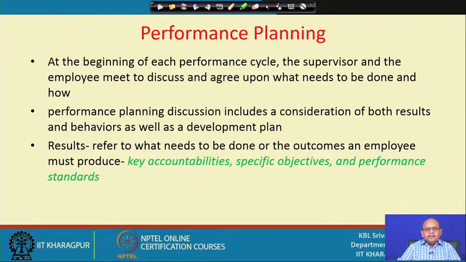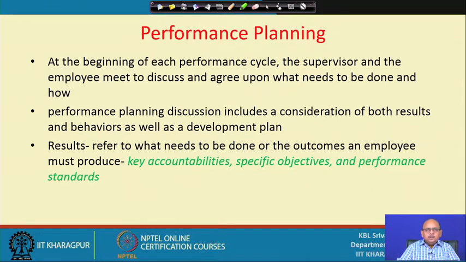So, the discussion related to the performance plan has to have consideration related to both the results and the behavior, because you require certain targets, sales targets, that come under results, and in order to achieve these sales targets, what kind of behavior would be required. For example, if you take the case of the sales people, then what are the qualities that would be required in addition to achieving the goals and objectives?